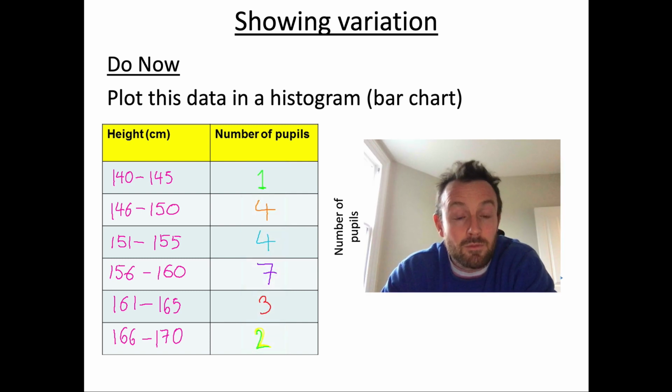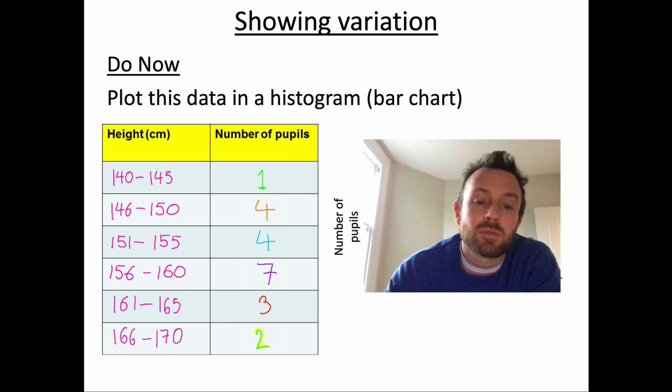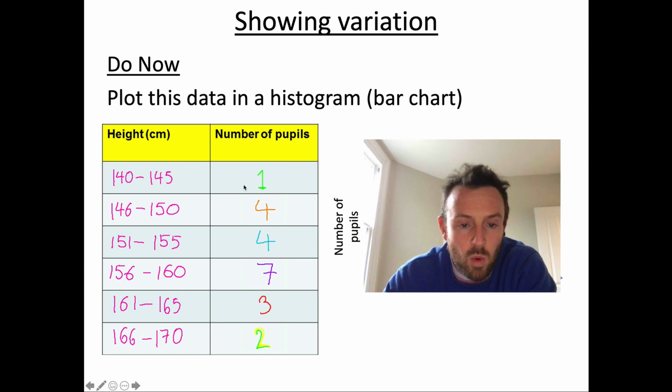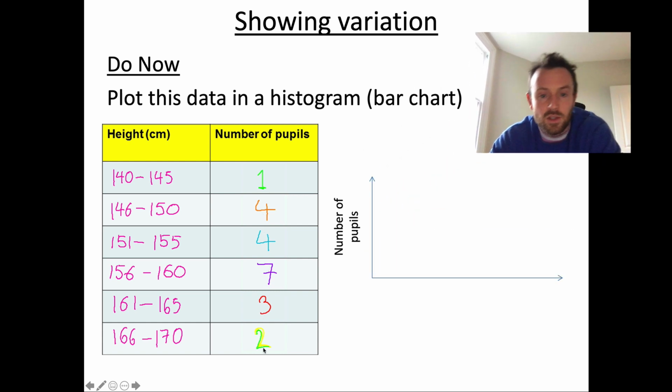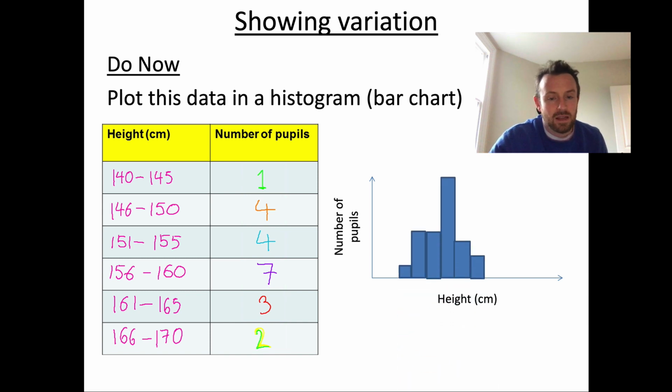Okay, so here were the numbers. These are the numbers that I got. Okay, so I got just one student in this range, 4 here, 7, 3, and 2. So I'd like you to plot this information now as a histogram, which is basically a bar chart. It's going to look a bit like that, okay, but I want you actually to plot it accurately.